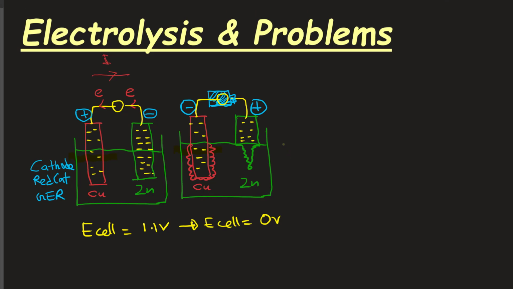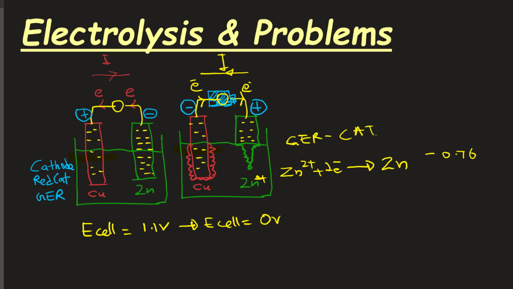Now we can reverse that. And what we can do, we can actually pump the electrons to the opposite side, or reverse the current, by putting a battery in the place of the voltmeter. If you do that, the zinc is going to get 2 electrons because you're reversing the current. It's going to become the cathode, the red cat. And the zinc 2 plus in the solution is going to get 2 electrons and deposit onto the eaten away zinc electrode.